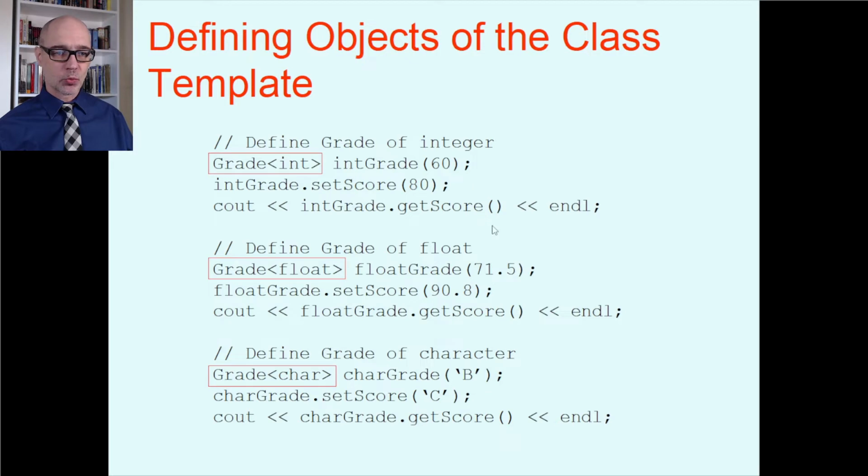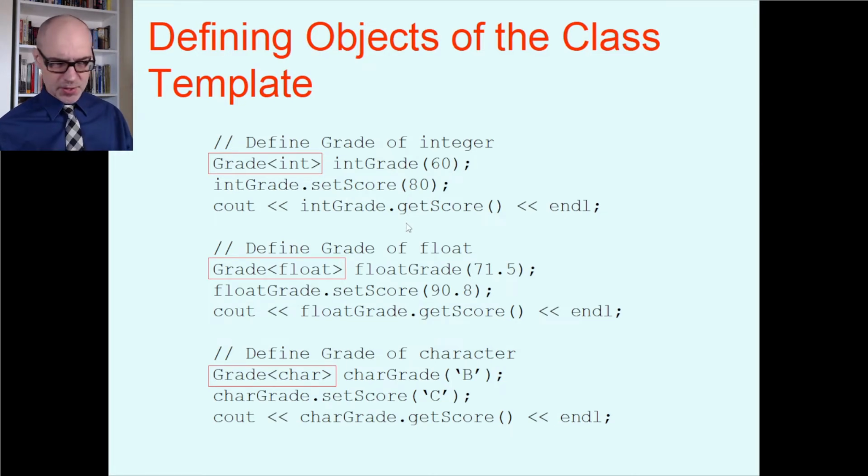So I normally read that as a Grade of type integer. And here we are creating one of those things, an object called intGrade, passing 60 into the constructor. And then once you do that, storing integer 60, you can change the score by calling intGrade.setScore(80).